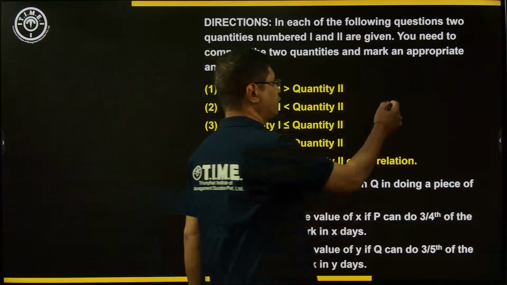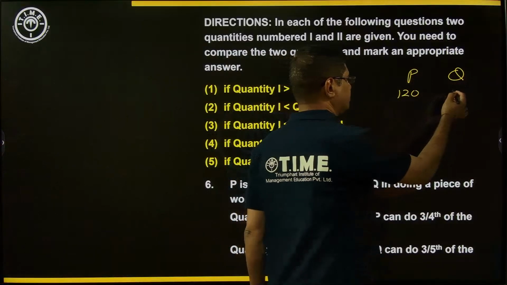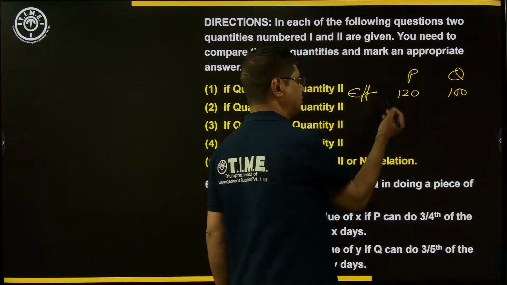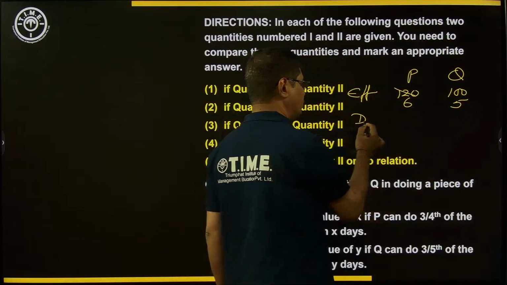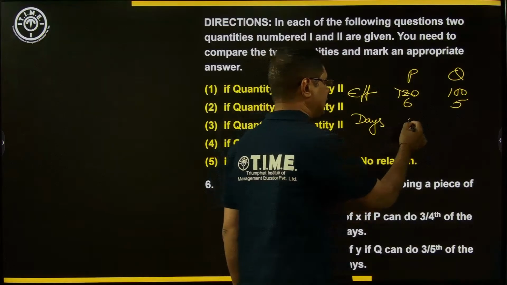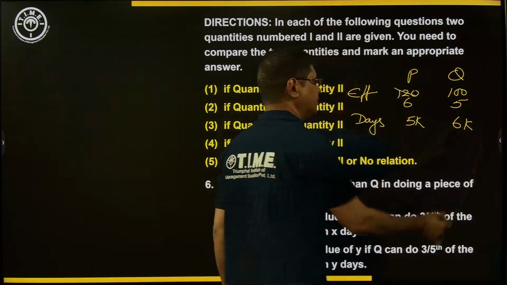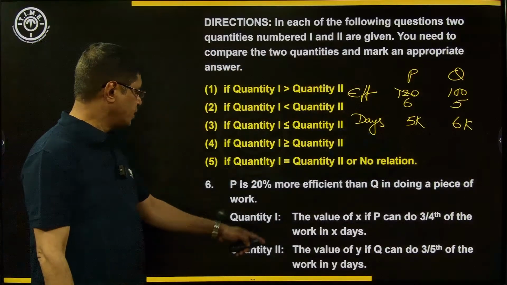So efficiency of P and Q. P is 20% more efficient means when Q is equal to 100%, P is equal to 120% of Q. So what is the efficiency ratio? 6:5. And how are efficiency and days related? Inversely proportional. More efficient will take less time. Okay. Look at the quantity one.